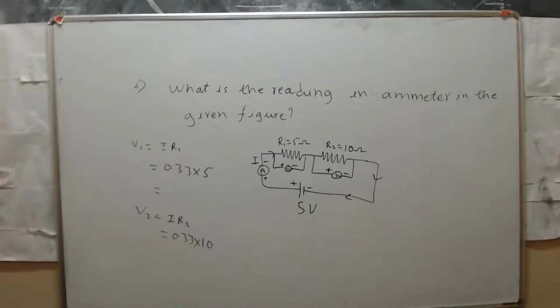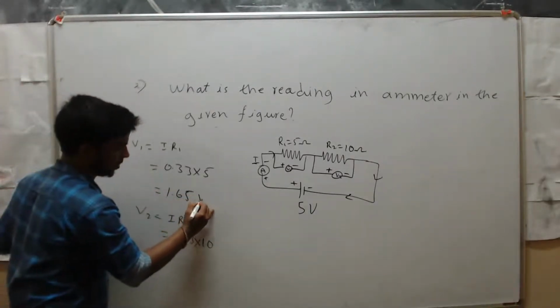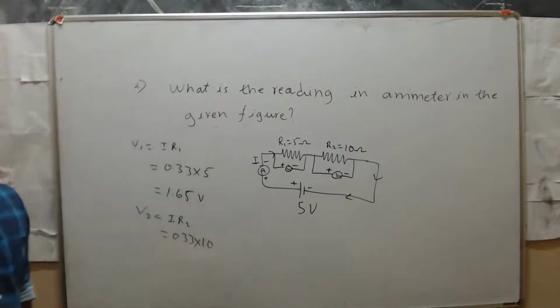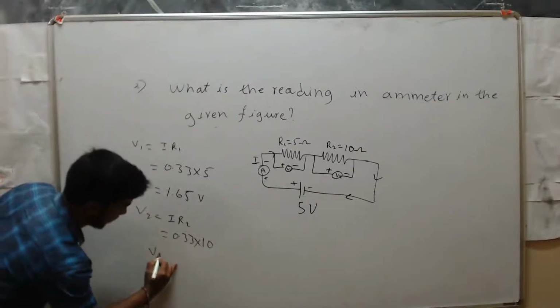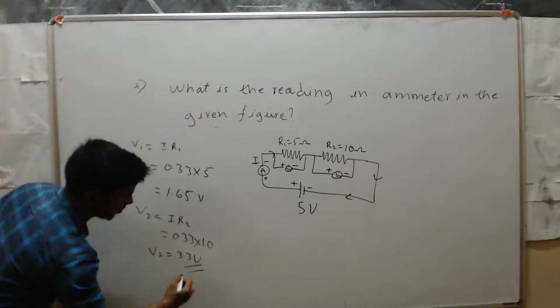0.33 into 5. Yes, this is 1.65 volts. Then what about here? 0.33 into 10, that is 3.3. V2 is equal to 3.3 volts.